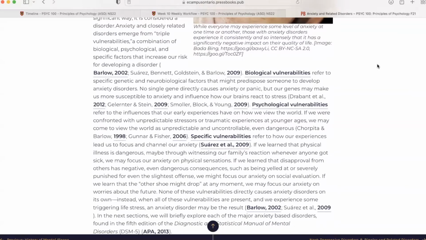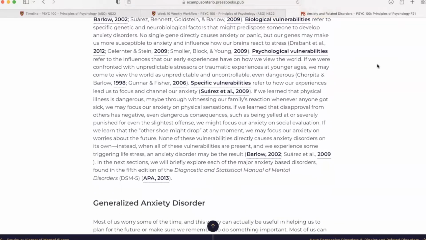Psychological vulnerabilities refer to the influences that our early experiences have on how we view the world. If we were confronted with unpredictable stressors or traumatic experiences at younger ages, we may come to view the world as unpredictable and uncontrollable, even dangerous. Specific vulnerabilities refer to how our experiences lead us to focus and channel our anxiety.